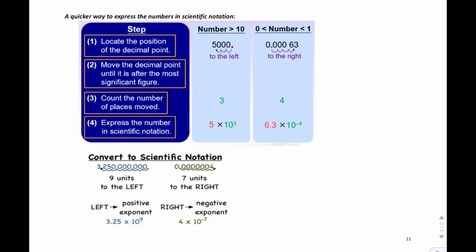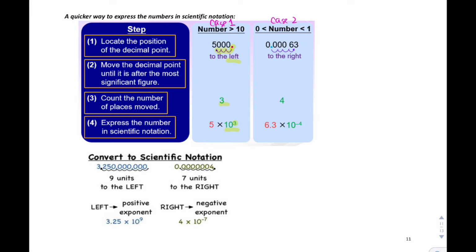Actually, there is a quicker way to express the number in scientific notations. Let's take 2 examples. First, we have case 1, when the number is greater than 10. Here we have 5,000. If we want to express it in scientific notation, first we try to locate the decimal point. And we have to move the decimal point 3 places to the left. So the answer is 5 times 10 to the power of 3.